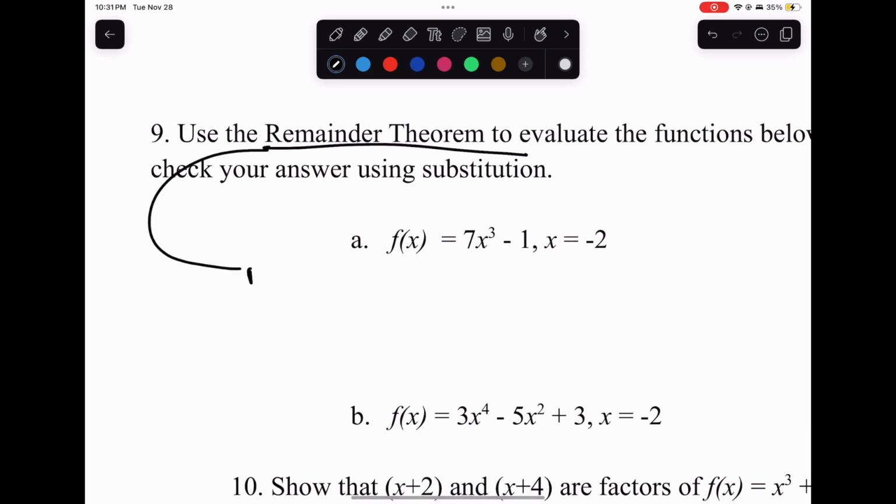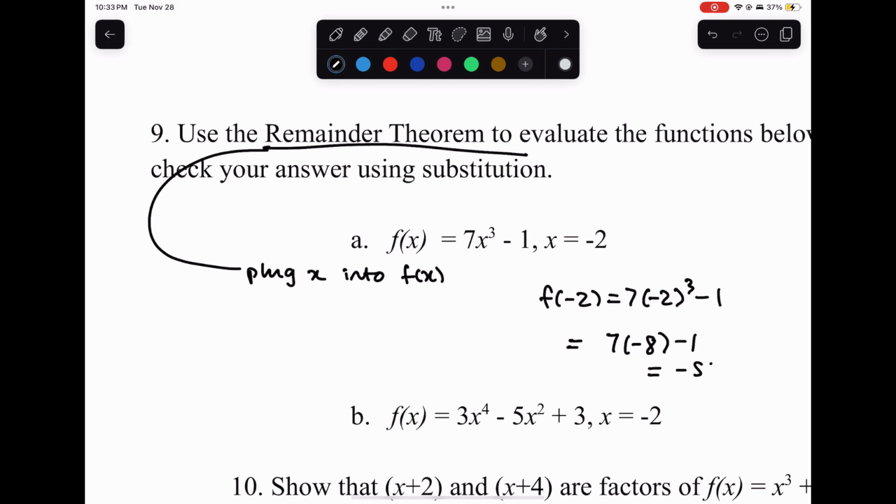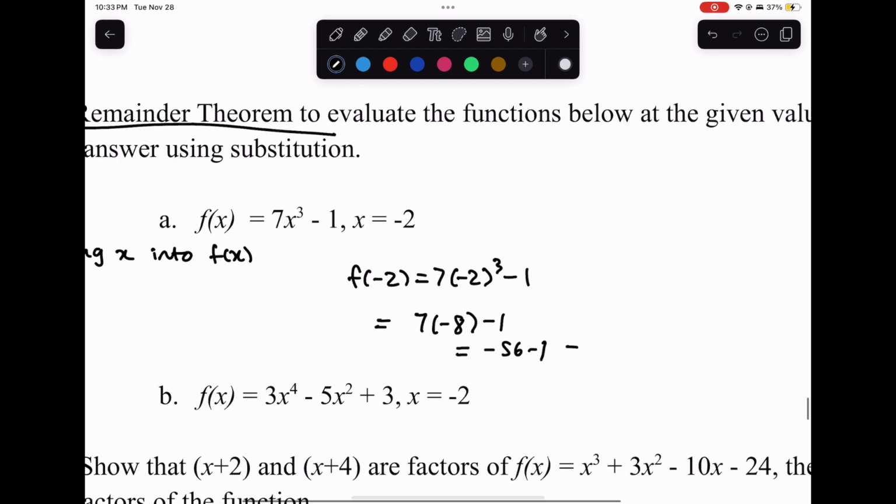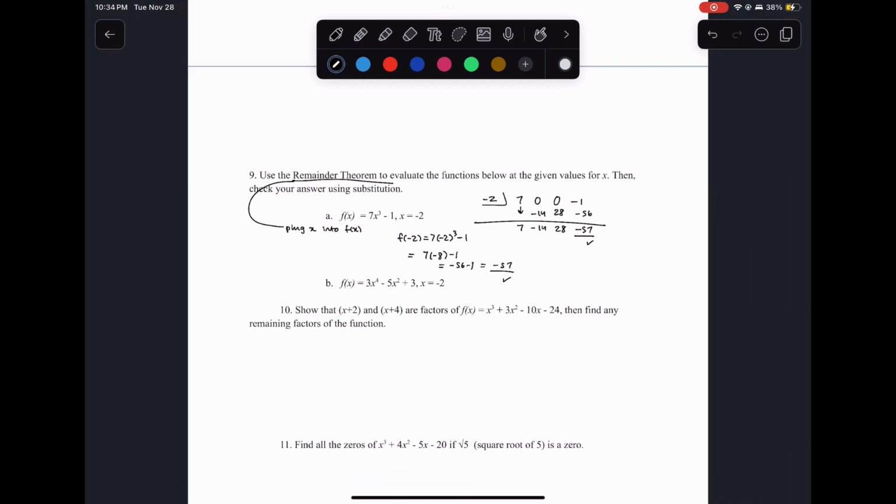Okay, now it's time for the remainder theorem. The remainder theorem basically states: plug in a to f of x to find the remainder when the polynomial is divided by x minus a. And if we plug in negative 2, we get negative 57. Okay, and then we can do synthetic division to check.